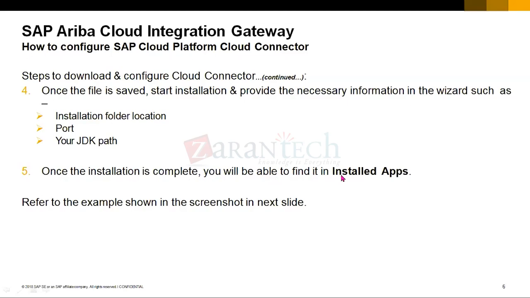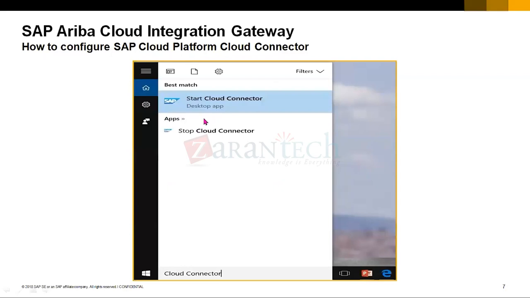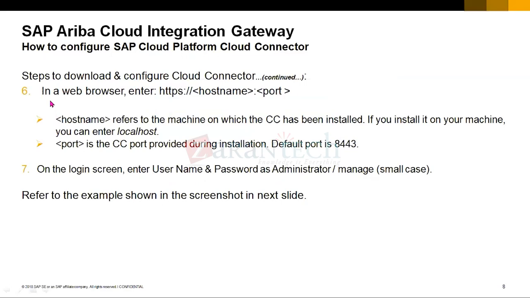So like this, you can see here, this is shown for your easy understanding. After that, in a web browser, enter HTTPS, hostname, port, that is the URL of the cloud connector that we have to enter. Once you enter it, the system will ask you to give the ID and password. Okay.